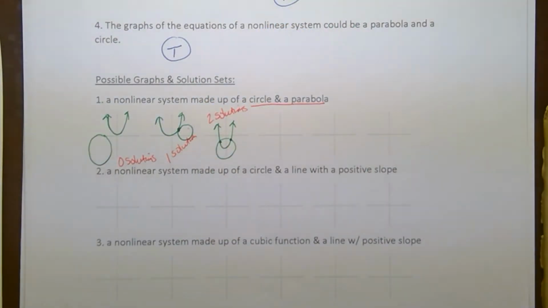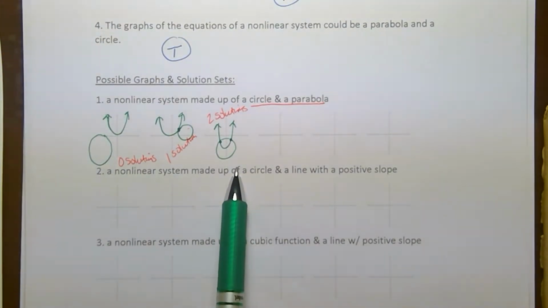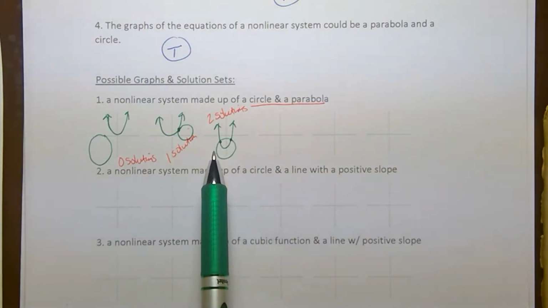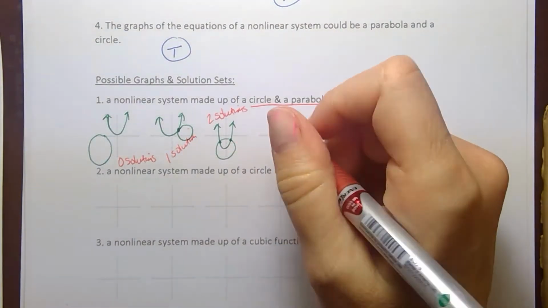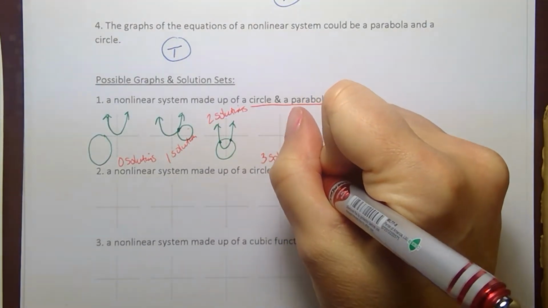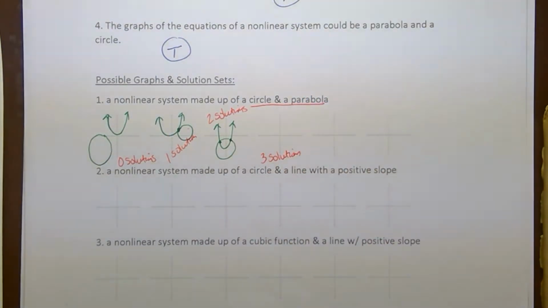Now, 2 solutions was not a possibility with a linear system. If my lines intersect, they intersect in one place. But since the shape is different here, I can draw it so that it intersects in 2 places. That absolutely works. Could I do 3? Could I draw my circle and parabola in such a way that I have 3 ordered pairs that are a solution set to my system? Sure, I can do that.